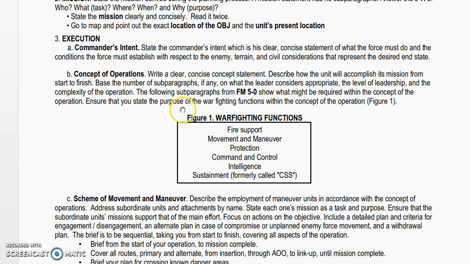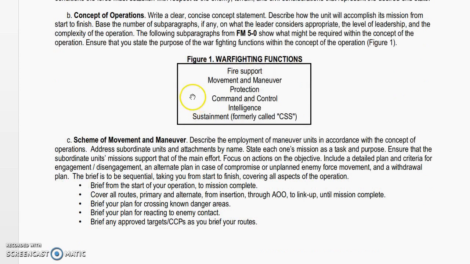Battalion and company. State the commander's intent. The concept of the operation. So this is what we want. We want you to explain the different phases of the operation. There's typically going to be 4 phases, and that's phase 1, which is plan and prepare. Phase 2, the movement. Phase 3, actions on the objective. And phase 4, movement back to your patrol base.